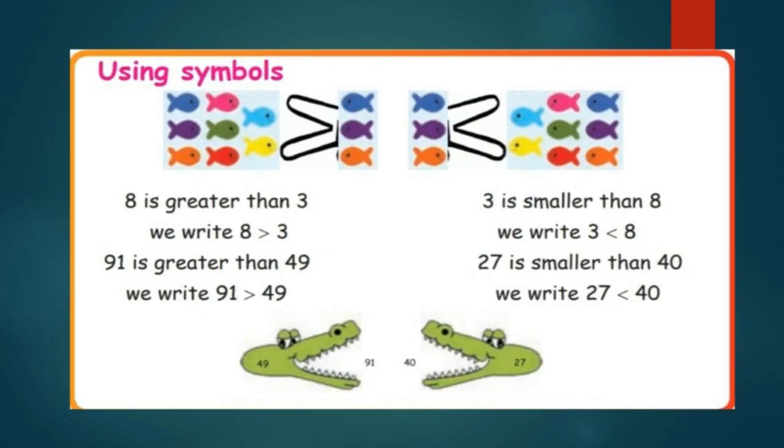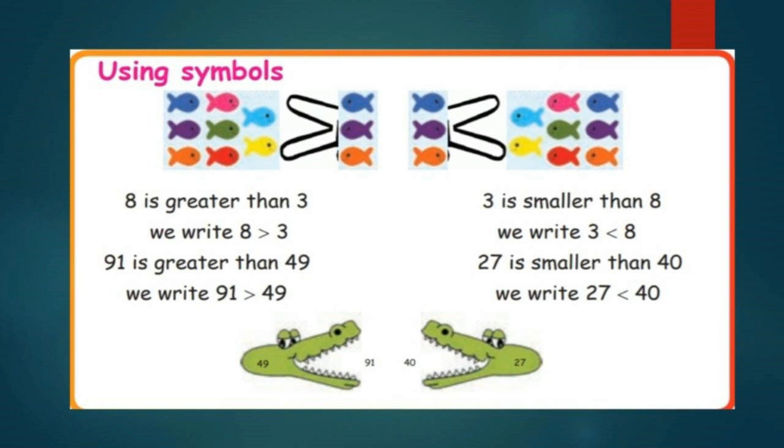Next we are going to see greater than symbol and less than symbol. See the picture here. The picture is fish. In the first screen you can see 8 fish. The second one we are having 3 fishes. Then 8 is greater than 3. Then we write 8 greater than 3. The mouth should open towards 8.